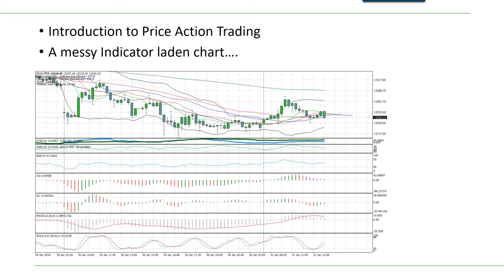Take a look at this chart, ladies and gentlemen. Here I've called this a messy, indicator-laden chart. Within my own practice, where I work with traders from all broad spectrums, very often traders will contact me and talk about how they're struggling to make trading decisions. They're gripped with fear. They have complete analysis paralysis and they just don't know what to do. So I tell them, go on then, send me across a chart.